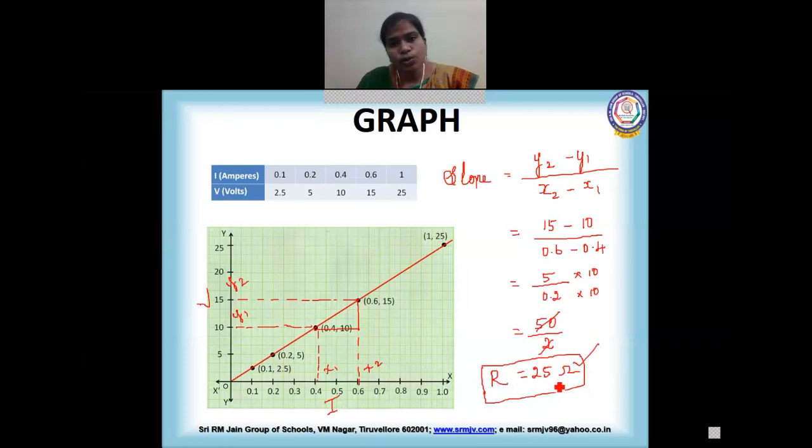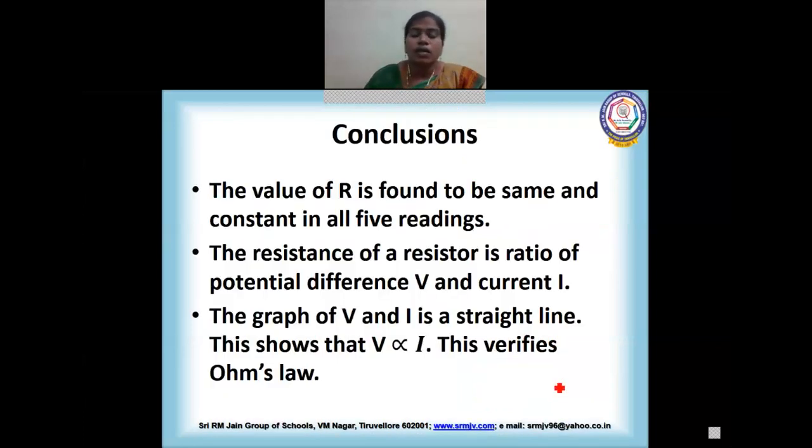What are we concluding from this activity? The value of R is found to be the same and constant in all 5 readings. Yes, we have got 25 ohm. It is the same and constant in all 5 readings. The resistance of a resistor is the ratio of potential difference V and current I. So R is equal to V by I.